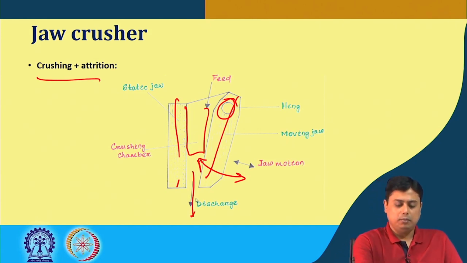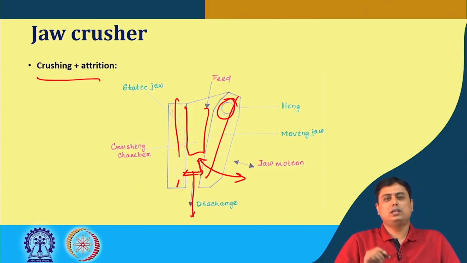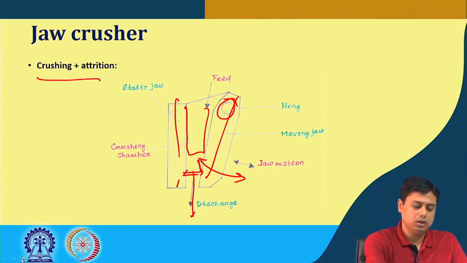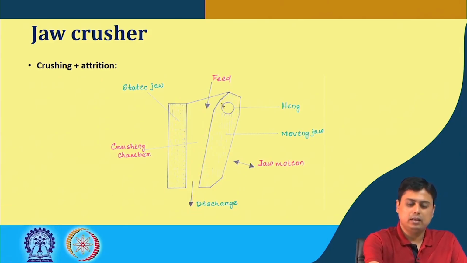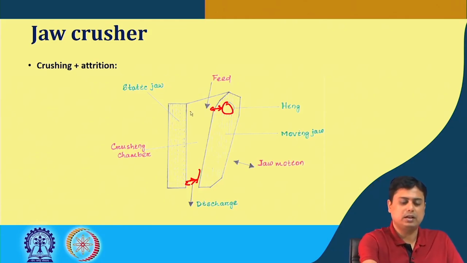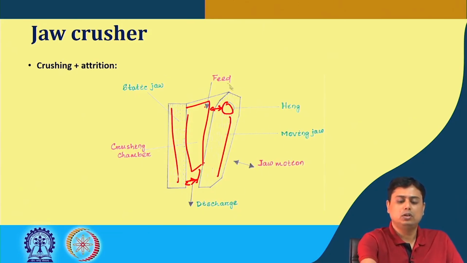We mentioned that based on the distance between these two jaws, the discharge particle sizes are influenced. So, depending on the size that we require, we can adjust this hinge position, and then this gap will be automatically adjusted. Here this portion is the crushing chamber, this is the static jaw, another is the moving jaw, the feed comes here and the discharge goes out.